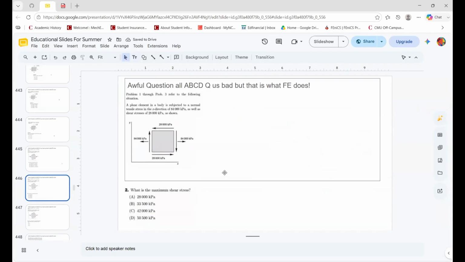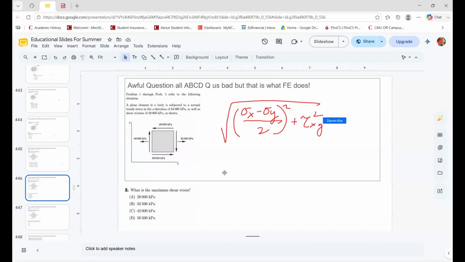Next portion, what's the maximum shear? That is the square root of (sigma x minus sigma y) divided by 2, squared, plus tau xy squared. So the same numbers. Same thing, you just delete the front. Just pressing the back button like 300 times. We could just do minus. Oh, that might be faster.